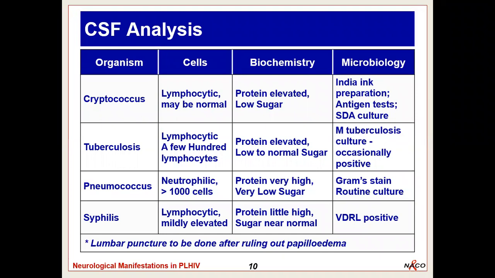But this is just for the information. Unless it comes down to the centers officially from NACO, we don't do it. Then look at the tuberculosis component. It's also lymphocytic. There are going to be a few hundred lymphocytes, elevated proteins, low or normal sugar. And then we know the diagnosis that we have to make microbiologically for tuberculosis. If it is pneumococcus, it's mostly going to be neutrophilic, more than 1,000 cells you might see. Protein is going to be very high and sugar very low. That's typical of pneumococcus or of bacterial meningitis. Then Gram stain and the routine culture that you have to do. For syphilitic meningitis, it's again lymphocytic, cells are mildly elevated, the protein is a little high, sugar near normal, and then you can always do the VDRL test for that. Next slide, please.